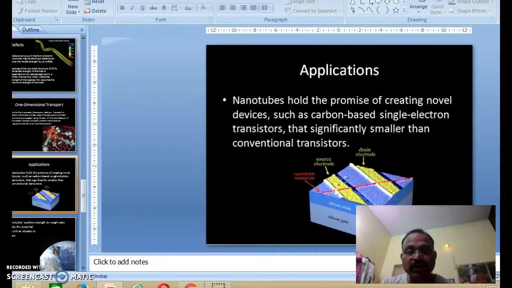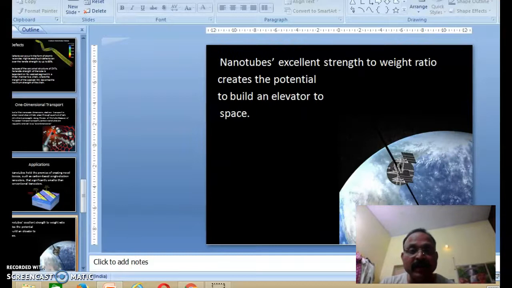Applications: nanotubes hold the promise of creating novel devices such as carbon-based single-electron transistors that are significantly smaller than conventional transistors. Here you can see the transistor, nanotube, transistor. The nanotube is used as a transistor. Nanotubes have an excellent strength to weight ratio, which creates the potential to build an elevator to space.